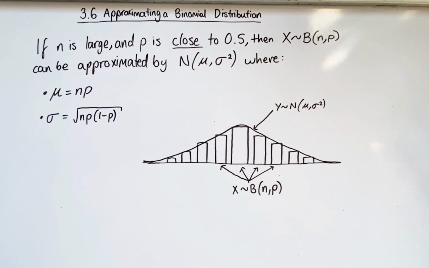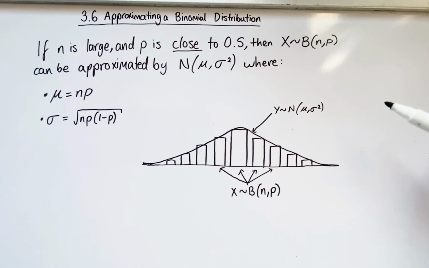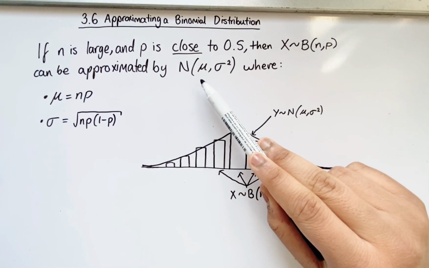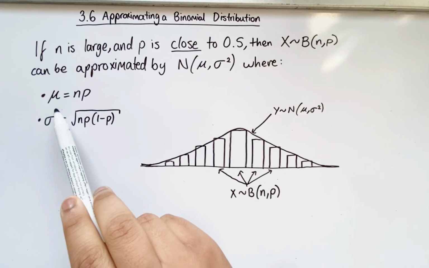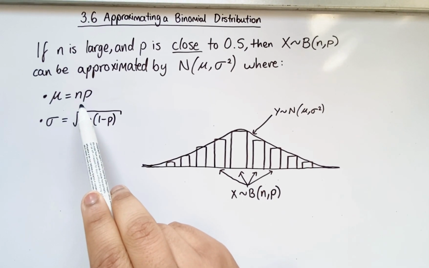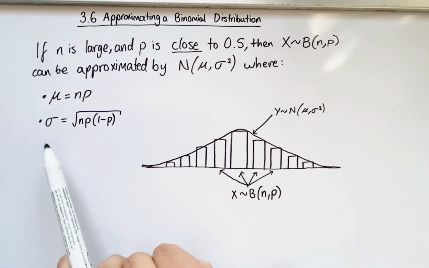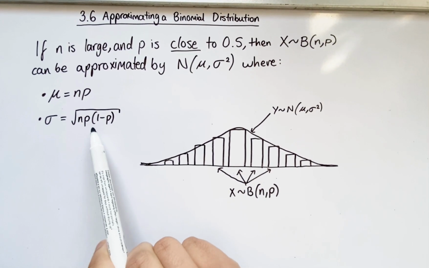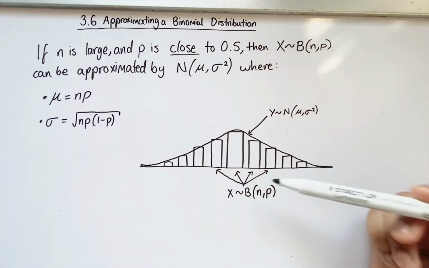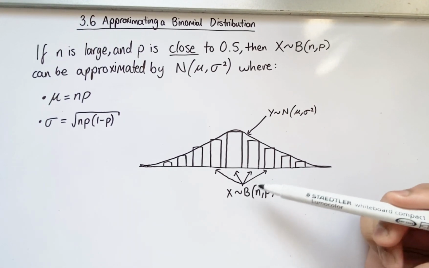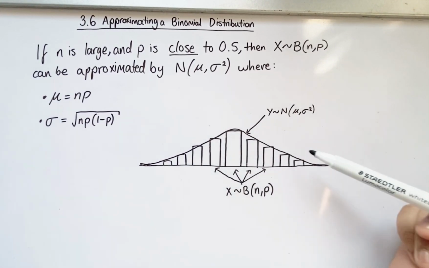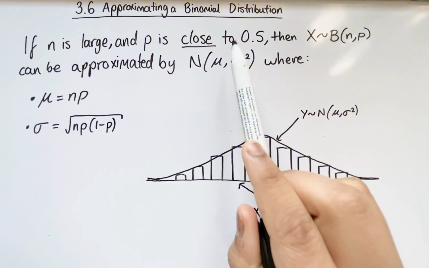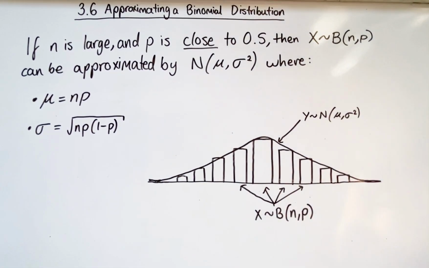If n is large and p is close to 0.5, then the random variable X that is binomially distributed can be approximated by a normal distribution with a mean mu and a standard deviation sigma, where the mean will be equal to the number of trials n multiplied by the probability of success p, and the standard deviation will be the square root of n times p times the probability of failure, or 1 minus p. Here you can see the bars will represent the discrete values of x, and the smooth curve will show the continuous normal distribution. This approximation only works if p is close to 0.5, as the normal distribution is symmetrical.